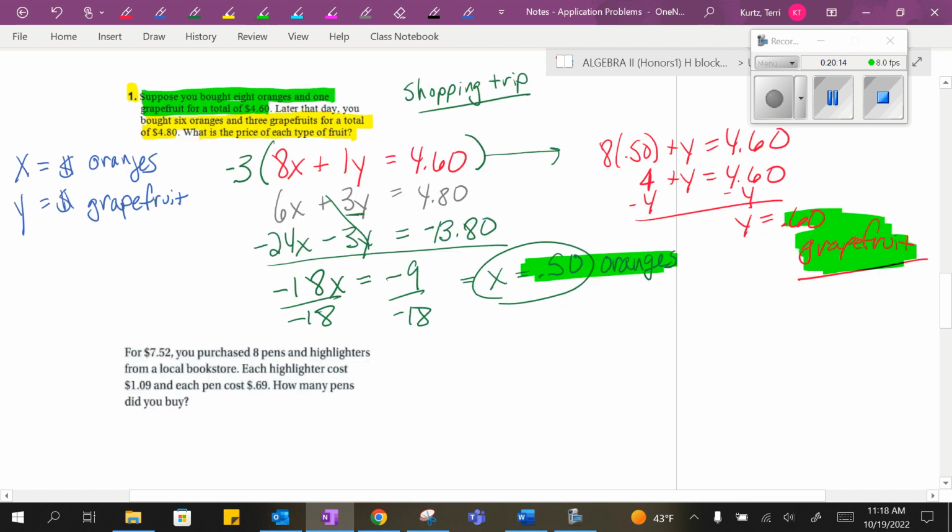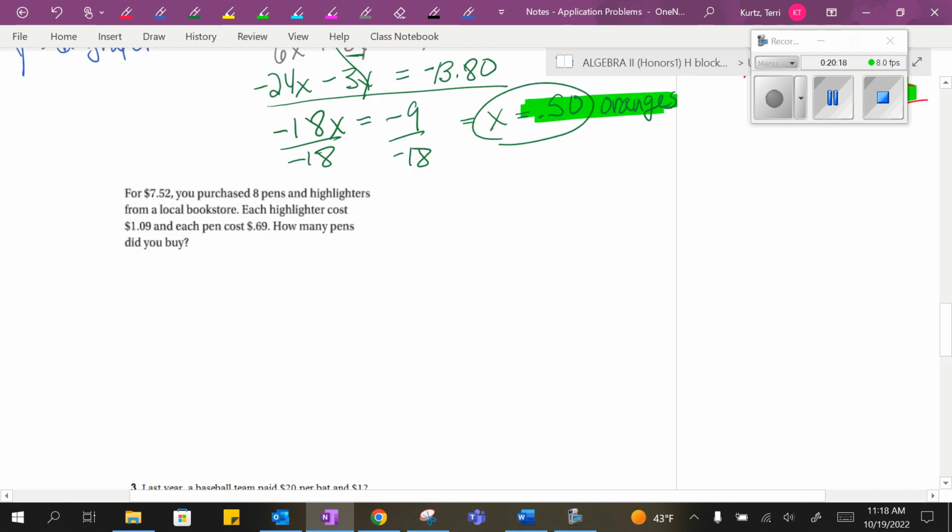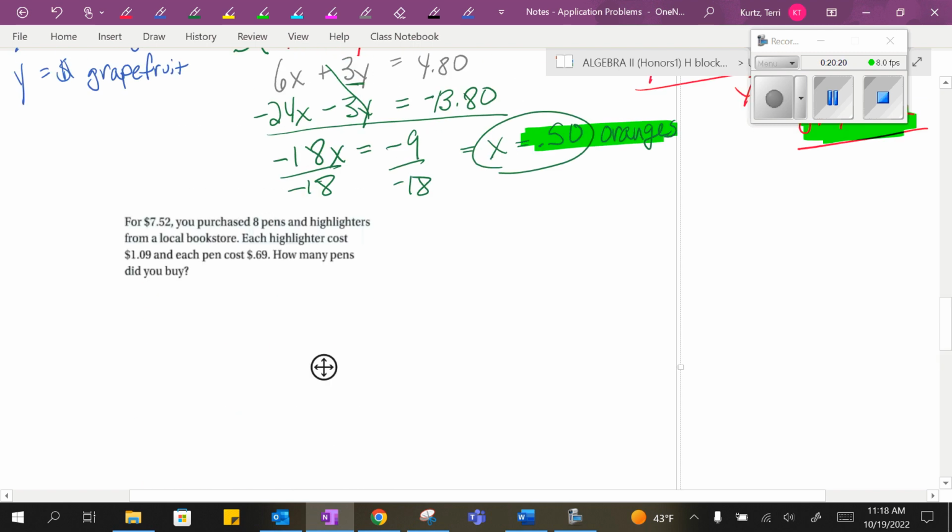Okay. All right, let's do just two more. We're not going to do that very last one. Let's do this next one. So you purchased 8 pens and highlighters from a local bookstore for $7.52. Each highlighter costs $1.09. Each pen costs $0.69.